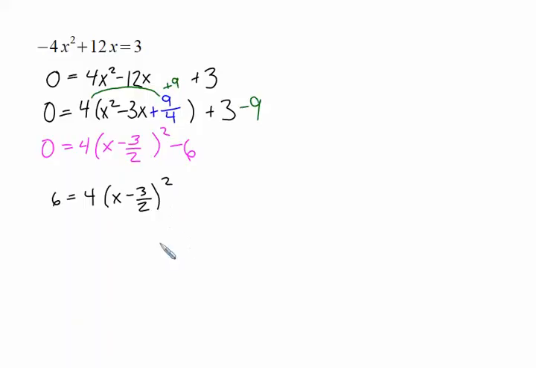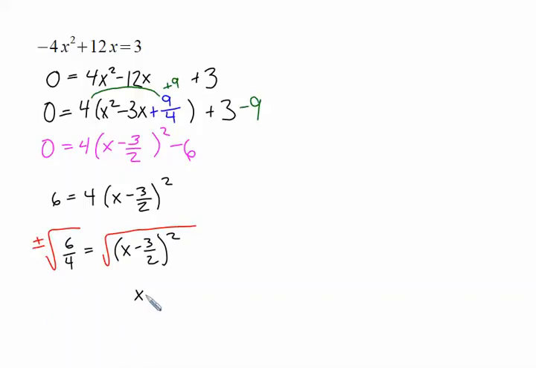Then before we take the square root, we have to divide by 4 on both sides, getting the parenthesized item isolated. Now we could take the square root on both sides. I know this can be simplified, but let's leave it that way for a second. Take the square root on both sides. Don't forget the plus or minus option. You need to have both of those.